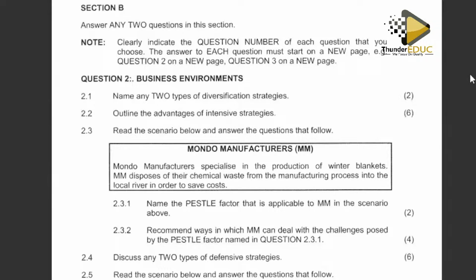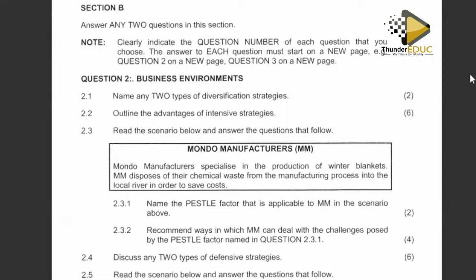Okay, right, Grade 12s. So now we have landed on Section B. Answer any 2 questions in this section. Remember, you are faced with 3 questions under this section, and the expectation is to answer only 2 questions.